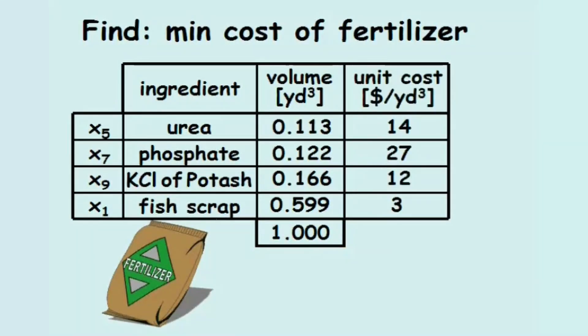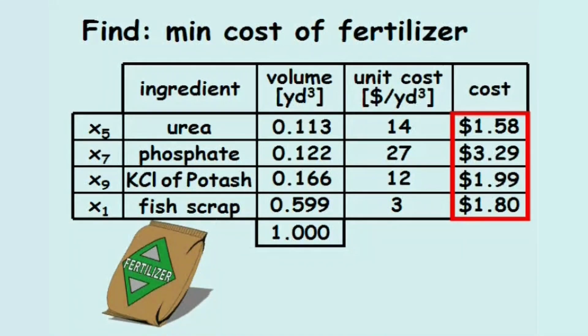If we add in a column for the unit cost of each ingredient, we can calculate the cost for each ingredient in the mix and add those costs together. Our initial mixture costs $8.66 per cubic yard. This is a feasible solution, but it is not optimal.